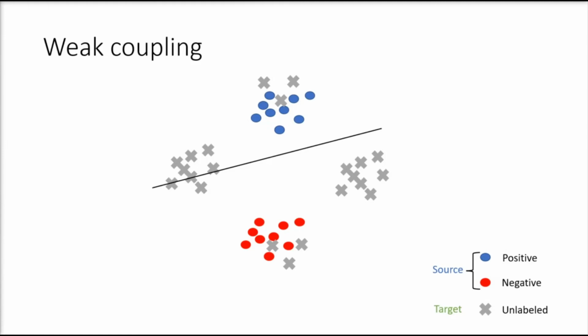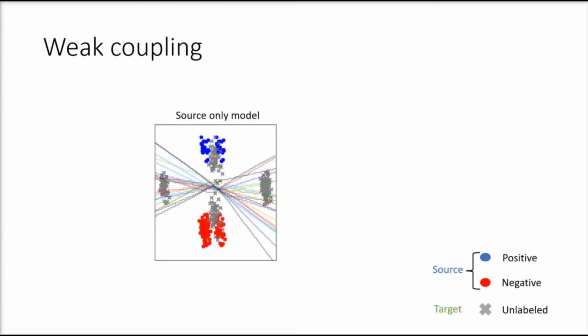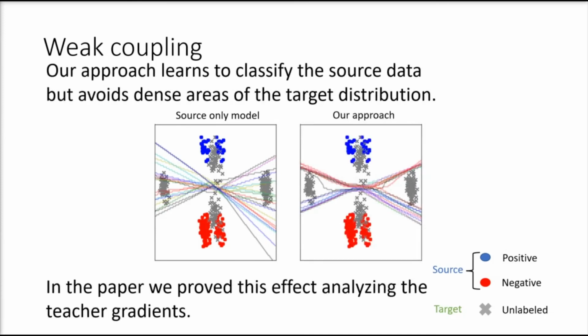A model trained only on the labeled samples classifies the labeled source data perfectly, but ignores the target data. Here, using a simple dataset, we trained 20 models, each one with a different initialization. Each colored line corresponds to a decision boundary of these 20 models. The teacher learns to classify the source data and at the same time avoids dense areas of the target distribution. In the paper, we proved this effect by analyzing the teacher gradients.